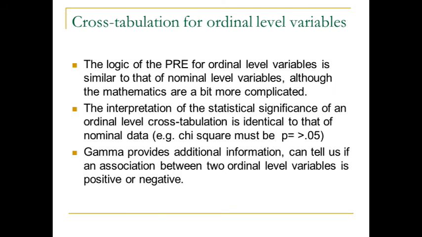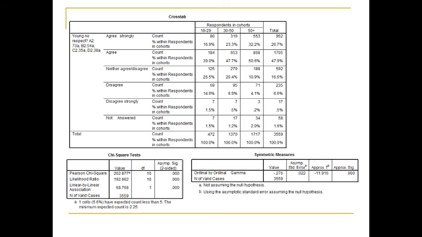A lambda is really good for nominal kinds of data, but what if you have ordinal level variables? The logic of the PRE for ordinal level variables is similar to that for nominal level variables, but the maths are a bit more complicated. The interpretation of the statistical significance of an ordinal level crosstab is identical to that for nominal data, and instead of it being called a lambda, we use what's called a gamma that's designed for ordinal data, and this provides us with additional information that can tell us if the association between the two ordinal level variables is positive or negative. Here's an example from a data set.